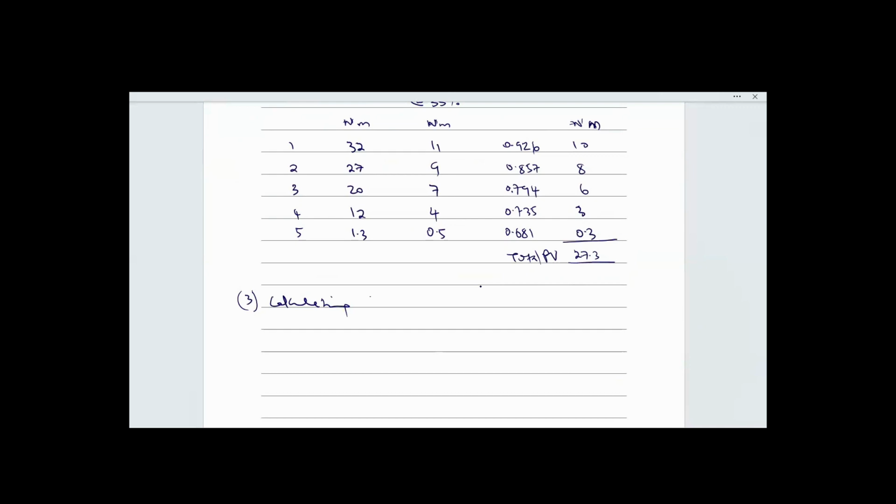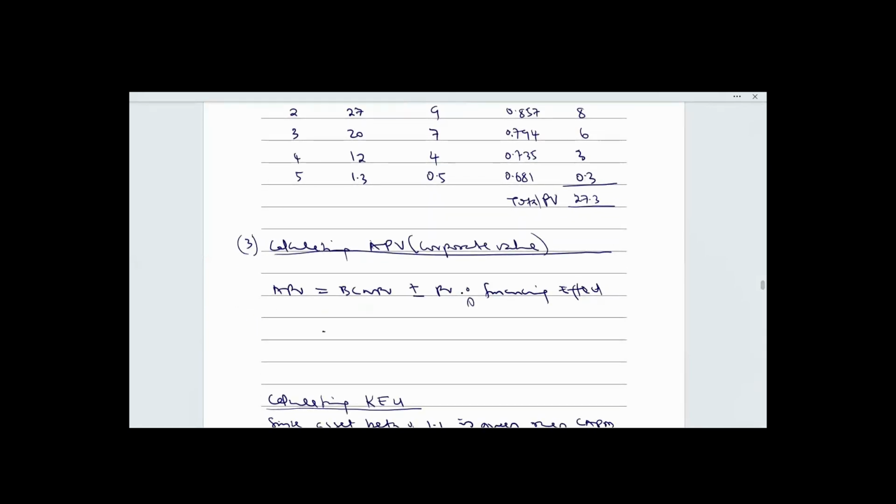Calculating adjusted present value, which is the same thing as corporate value. That is the total value of the entire organization. So, as you know, APV is equal to base case NPV plus or minus PV of financing effect. Okay?